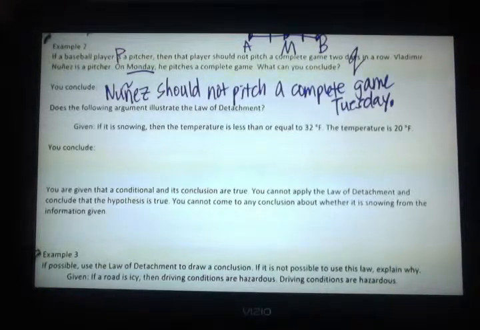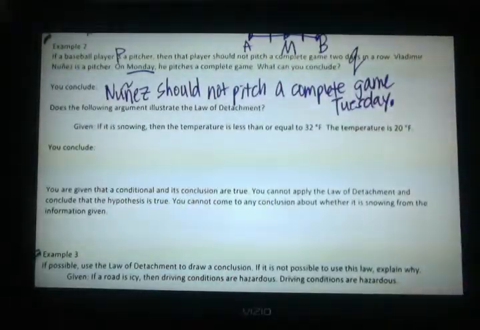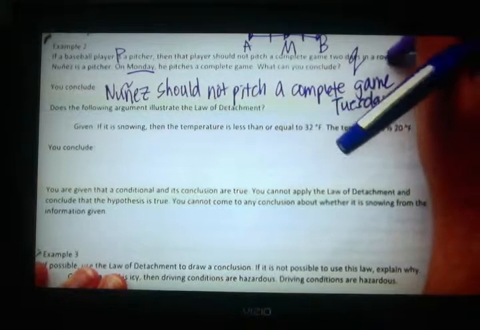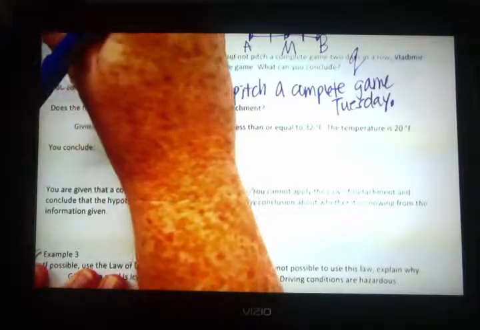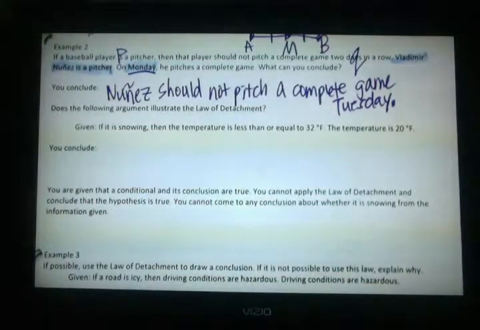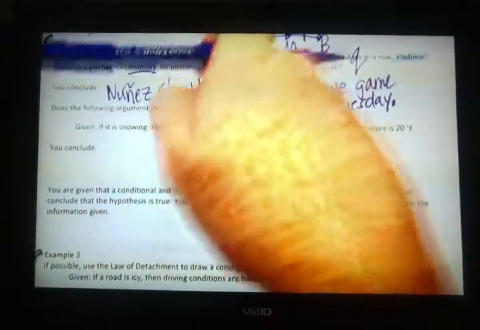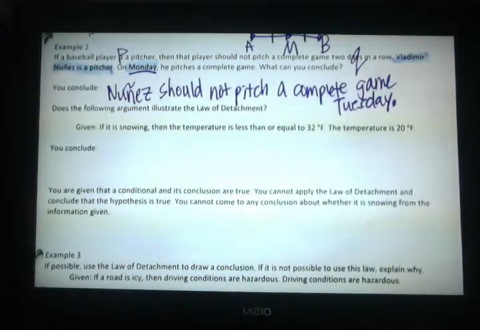Okay, so we took a vague conditional. If a player is a pitcher, then they shouldn't pitch 2 days in a row, right? Vague. Then we were given a more specific statement here, okay? Vladimir Nunez is the pitcher. And also you were given a specific day, Monday. So use the law of detachment to conclude about your Q and make it specific. Nunez should not pitch a complete game on Tuesday. Okay? So let's look at the next example.